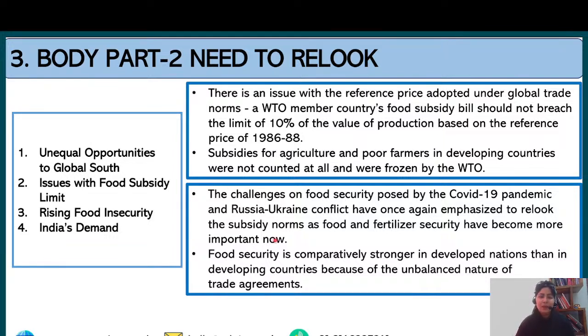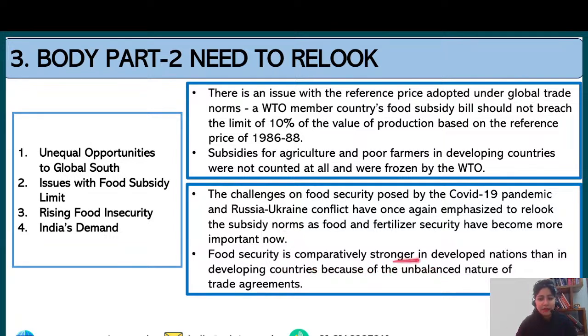And this model has to be appreciated rather than being brought down because of trade distortion. The challenges on food security posed by the COVID-19 pandemic and the Russia-Ukraine conflict have once again emphasized the need to relook at these subsidy norms, as food and fertilizer security have become more important now, especially due to climate change. You see a lot of pest attacks happening at a very wide scale. You see a lot of natural disasters. Hence, food security is an issue now, and the WTO needs to take this into consideration.